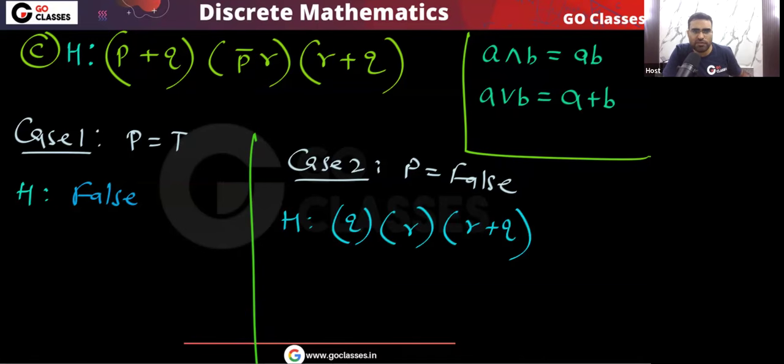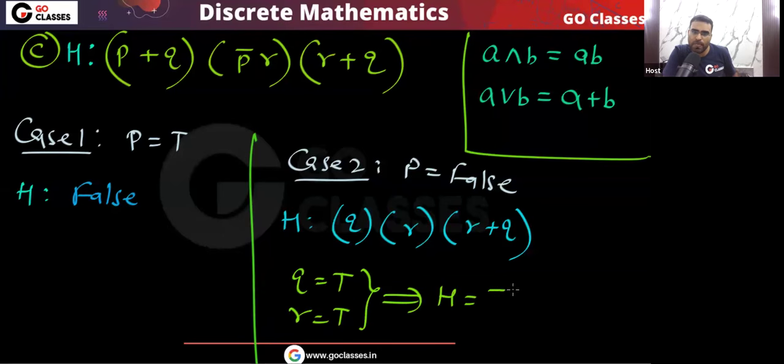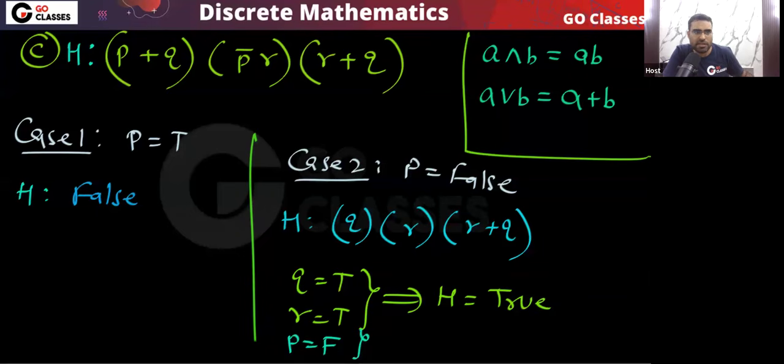Did you notice, this I can definitely satisfy. Can you make Q R, or R plus Q, true? Yes, I can make it true. Just put Q and R equal to true, true. If I put Q equal to true and R equal to true, did you notice that this H will become true? And in this case, remember P is already false. So in this case, H is true.